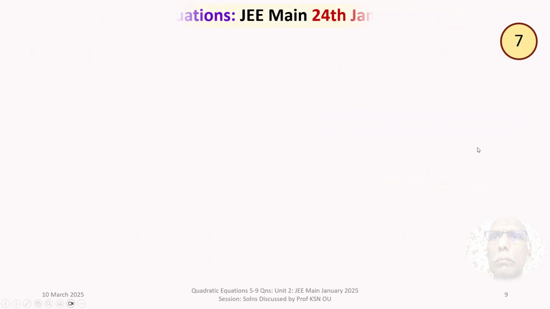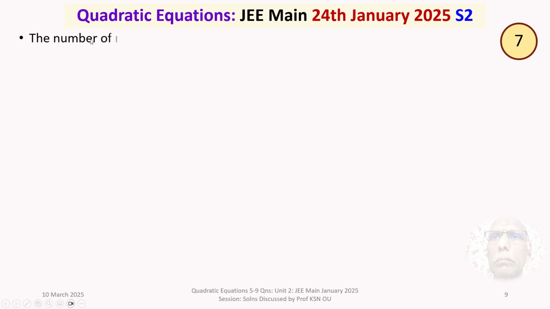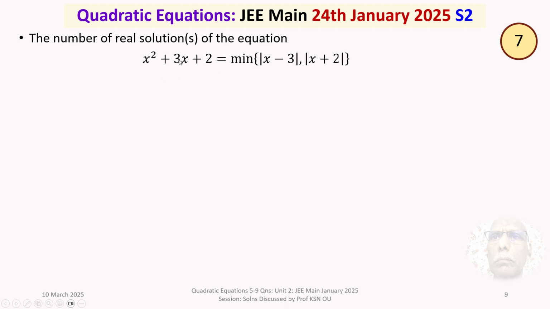This is question number 7. This question has appeared in the JEE Main exam held on 24 January 2025 in the second shift. The given question is: the number of real solutions of the equation x square plus 2x plus 2 is equal to the minimum of mod of x minus 3, comma, mod of x plus 2 is. And we are given 4 options.